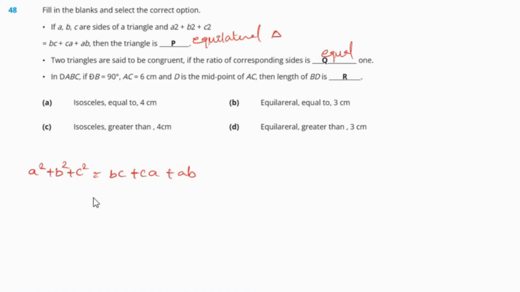Okay, and for the next one, it is two triangle. In triangle ABC, if angle B is 90 degree, AC is equal to 6 centimeter, and D is the midpoint of AC, then the length of BD is. So the length of BD, AD and CD, all the three need to be equal. So the length of BD needs to be half of AC. So that is going to be half of 6. So we will be getting 3 centimeters. So option B needs to be the correct answer.